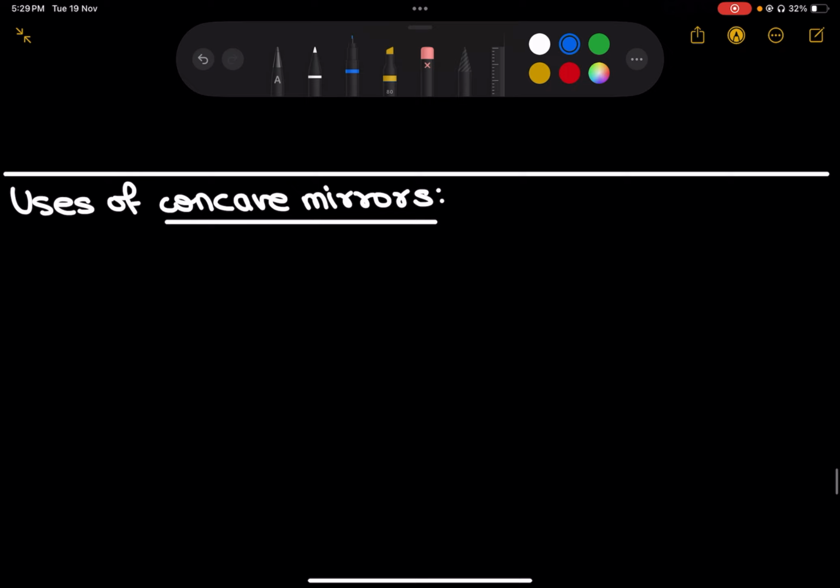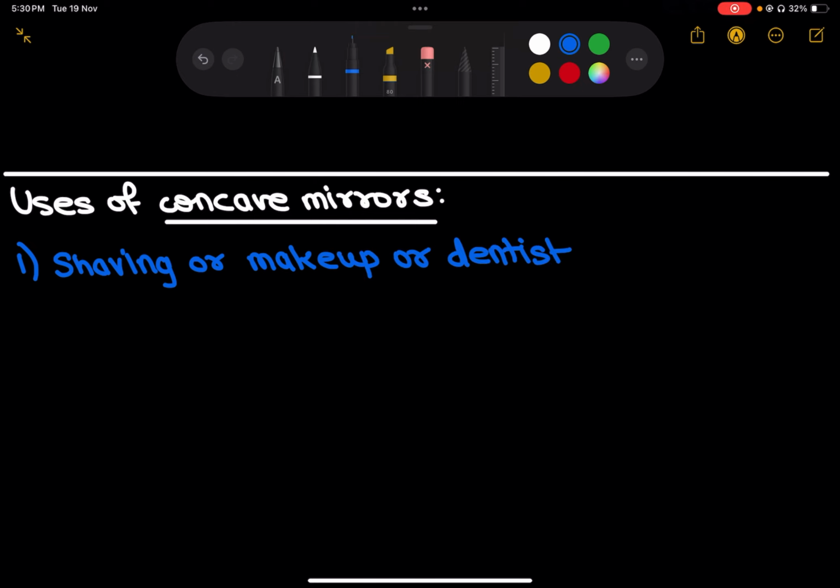So what are concave mirrors used for? The first thing is that they are used as shaving mirrors, makeup mirrors, or dentist mirrors as well. All three work on the same principle of concave mirrors. For example, let us take dentist mirrors. The dentist mirrors are very small, right? And the dentist holds them very close to the teeth, and he can see an enlarged image in the mirror, right? So he can see the cavities and whatnot.